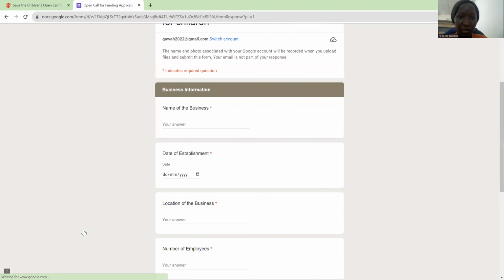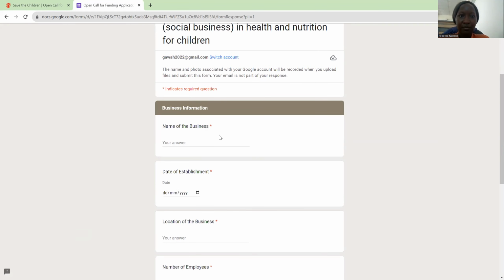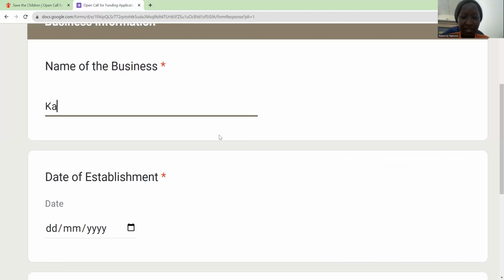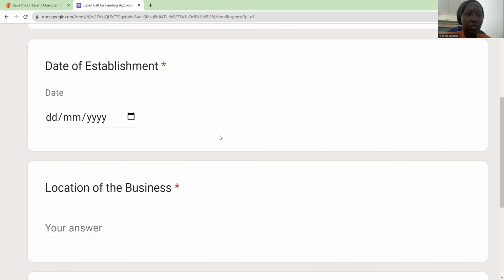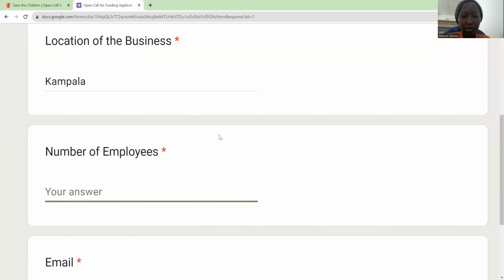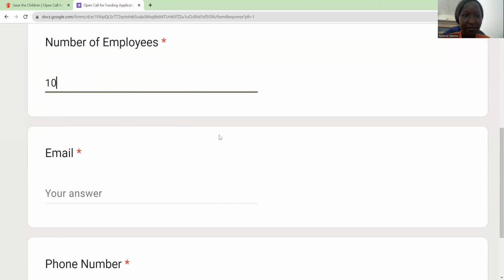You type the name of your business, for example, karaoke. You type the date your business was established, for example, 2nd January 1998. Okay, that's just an example, but it can even be a business of 2020. So location of the business would be here. Number of employees can be 500, maybe 10, doesn't matter.